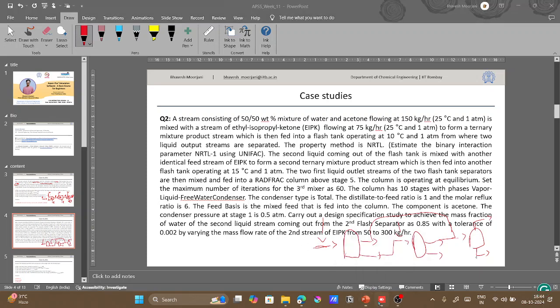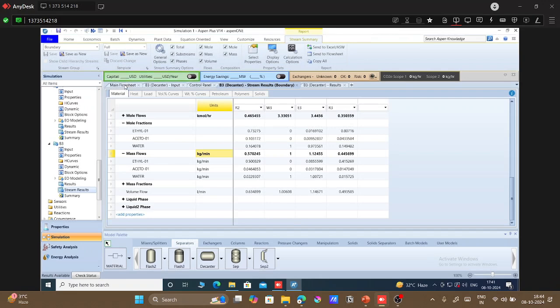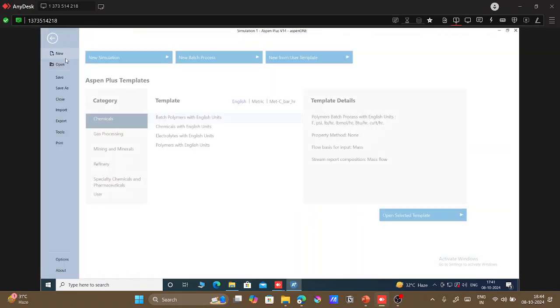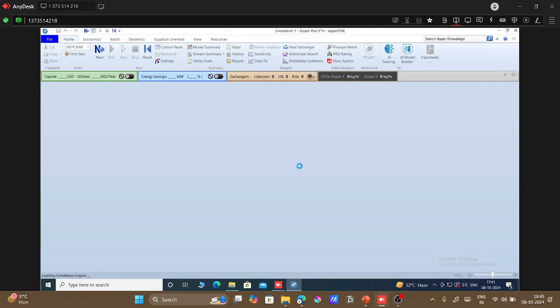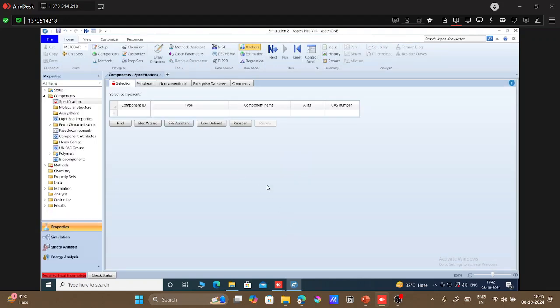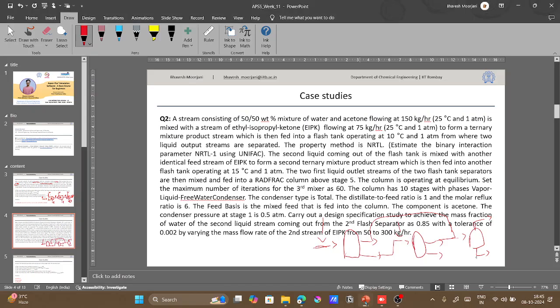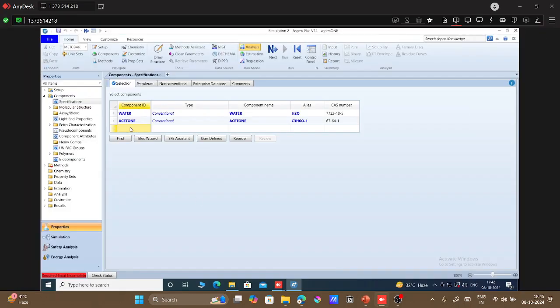Let's try to simulate it. Okay, so we will add our components. We have a water and acetone mixture. Water, acetone, and then we have this EIPK, ethyl isopropyl ketone. Let's see if its short form is present or not.